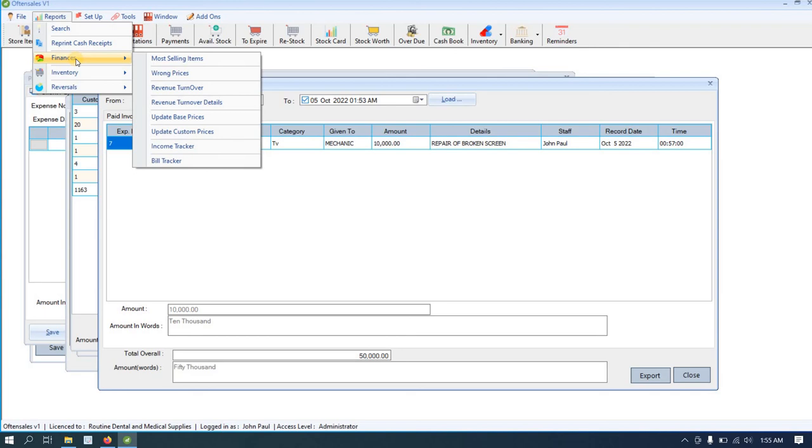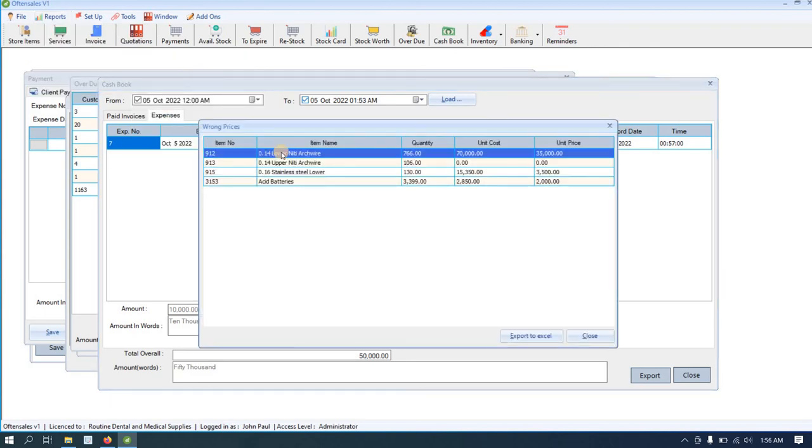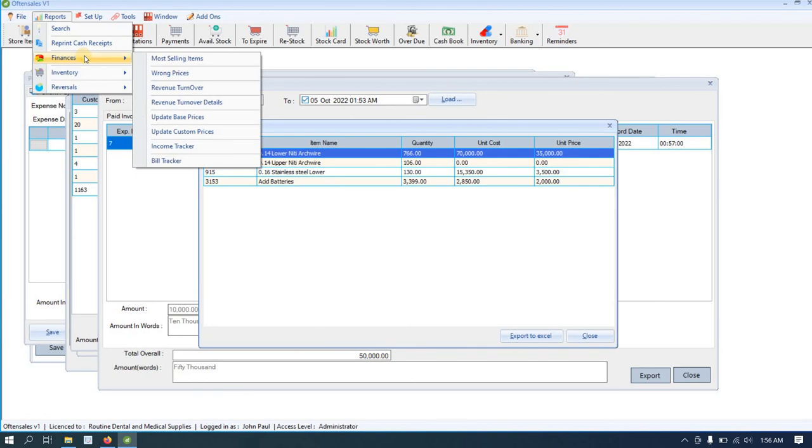Here in reports you can see who was selling any item at the wrong price, so it will clearly indicate that this item has a unit cost of 70, but you're trying to sell it at 35. So it will prompt you to adjust that to the correct value.